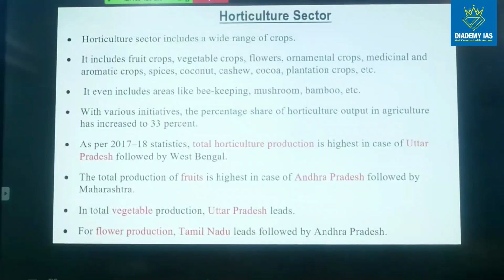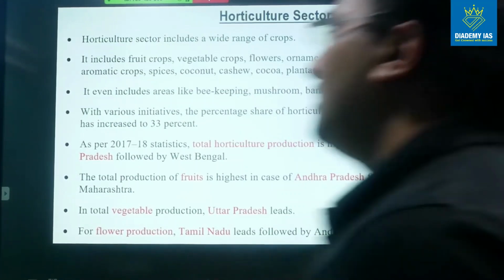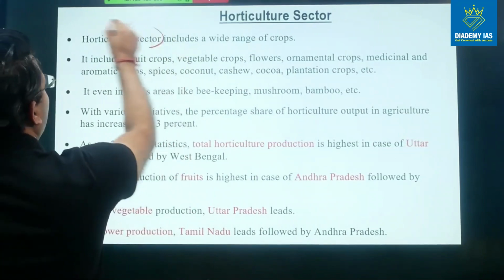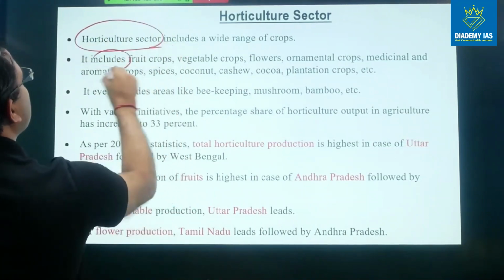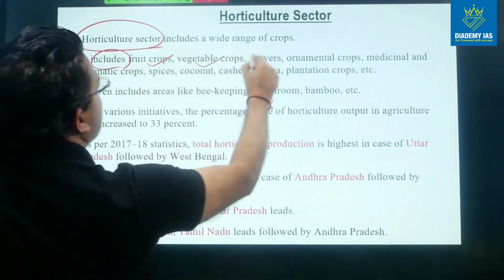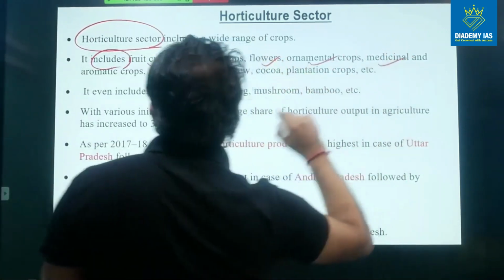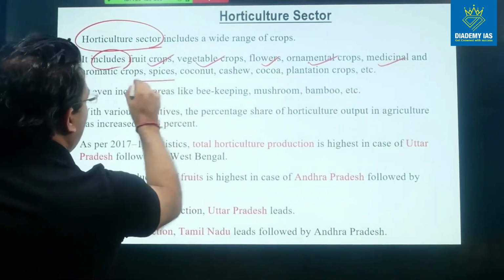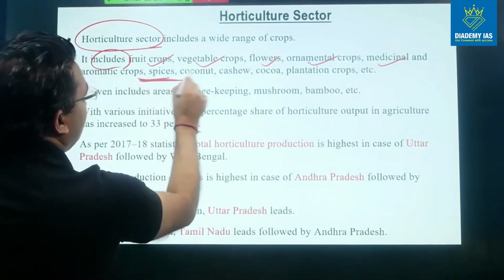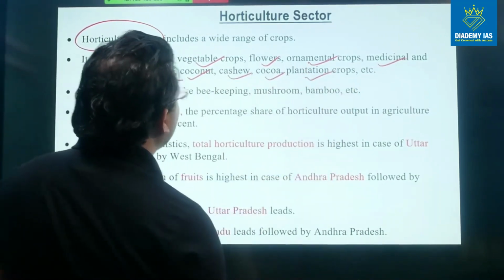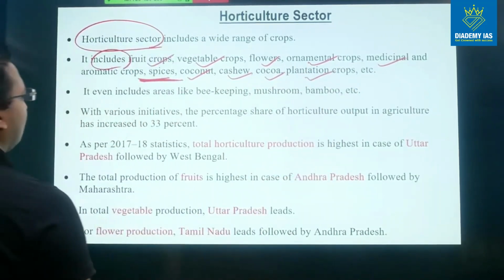Let us see the horticulture sector. तो horticulture sector में पहली बात तो क्या क्या इंक्लूड होता है? What are the components of horticulture sector? It includes fruit crops, vegetables, flowers, ornamental crops, medicinal and aromatic crops, spices. Spices are also part of the horticulture only. Coconut, cashew, cocoa, plantation crops. So these are the components of horticulture sector.